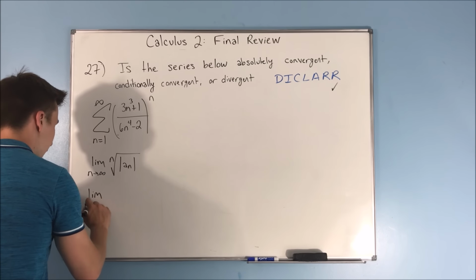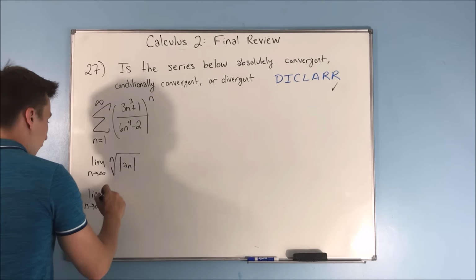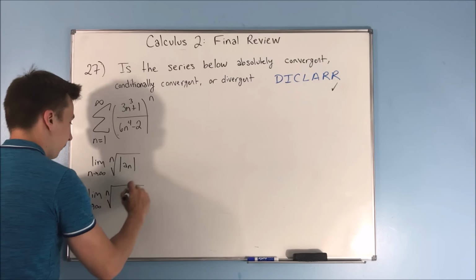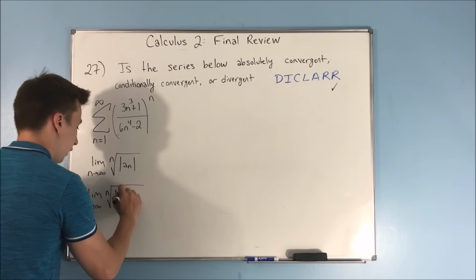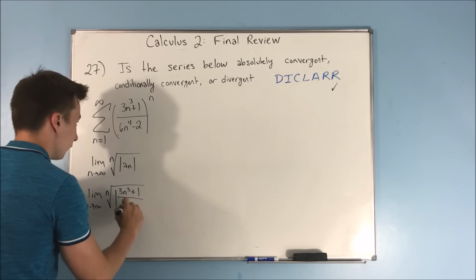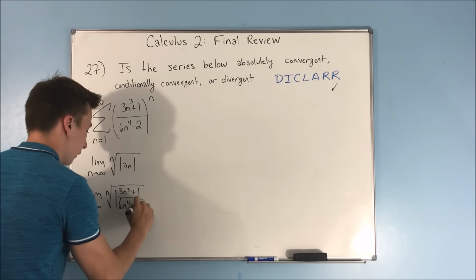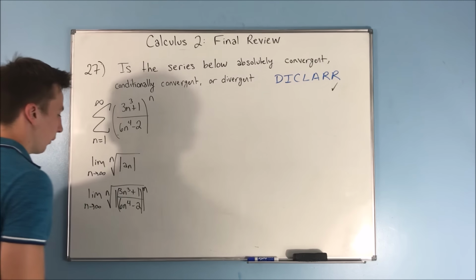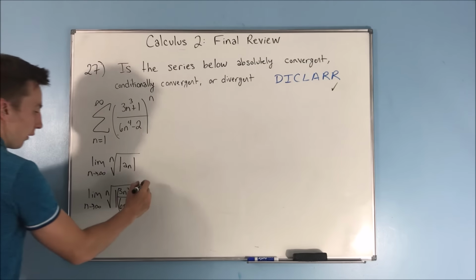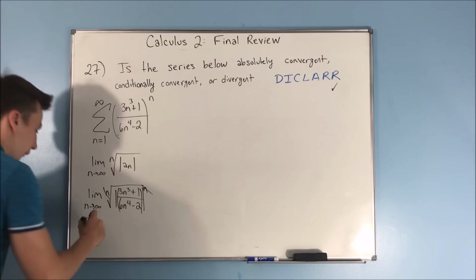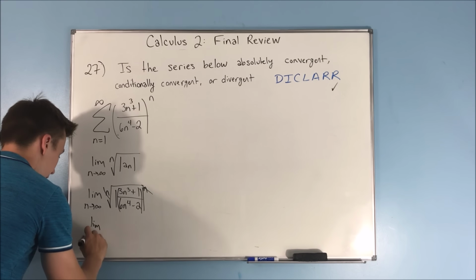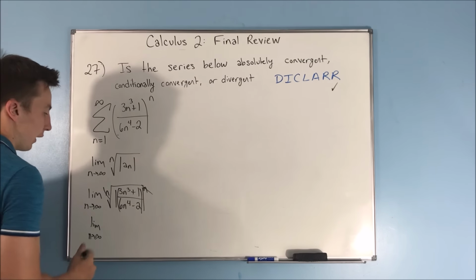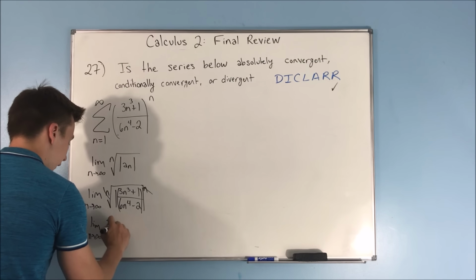Take the limit as n approaches infinity of the nth root of the absolute value of 3n cubed plus 1 over 6n to the 4th minus 2. And that's all raised to the n. Forgot to put that in. Alright, whatever. The nth power cancels out with the nth root, and you're left with the limit as n approaches infinity. We don't need the absolute value signs here. That's not going to change anything.